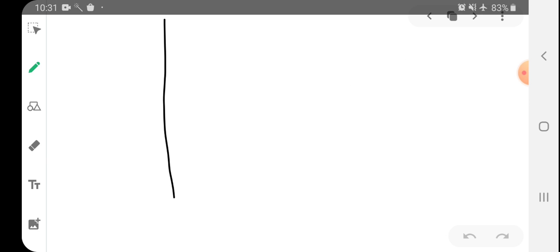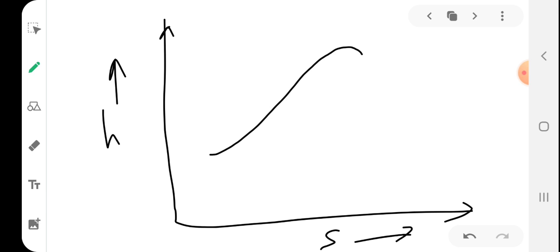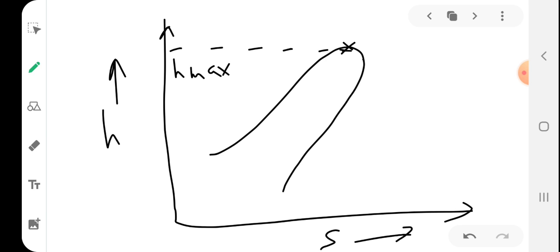Mollier diagram. So what is Mollier diagram? Mollier diagram is HS diagram, enthalpy entropy diagram. So enthalpy on the y-axis and entropy on the x-axis. So this graph looks like this. Okay. If you draw the graph, it will be like this. So students, what should be noted is that there is a particular value for which enthalpy is maximum. So this value is maximum enthalpy. And there is a point where entropy is maximum, S max.